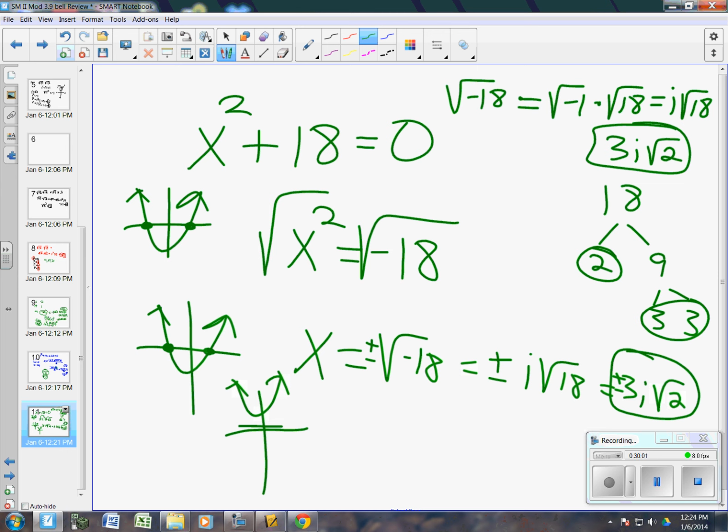There is a solution. You just can't see them. They're no longer x-intercepts. They're called roots. You can't graph them. They don't exist on a graph.